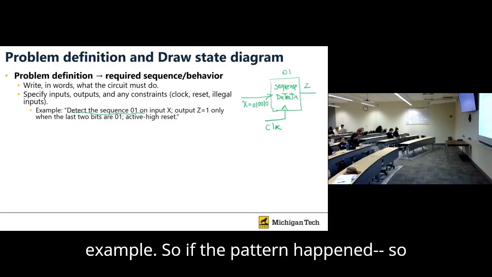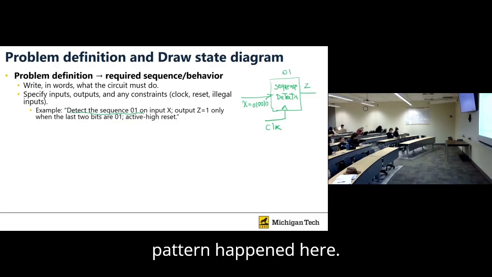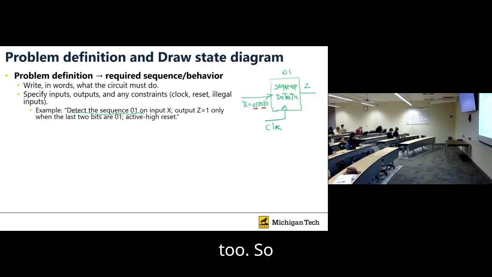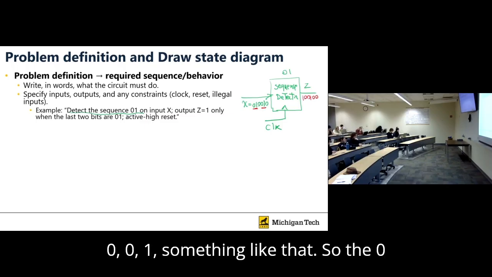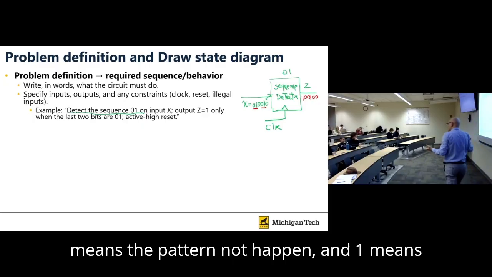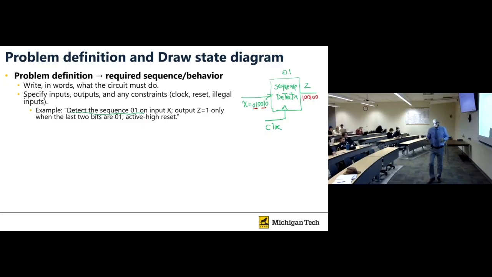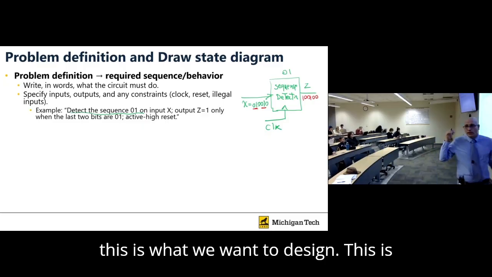So if the pattern happens, where does it happen? Here. Yeah, here. Here too. So the result is going to be 0, 0, 1, 0, 0, 1, something like that. The 0 means the pattern did not happen, and 1 means the pattern happened. So this is what we want to design.